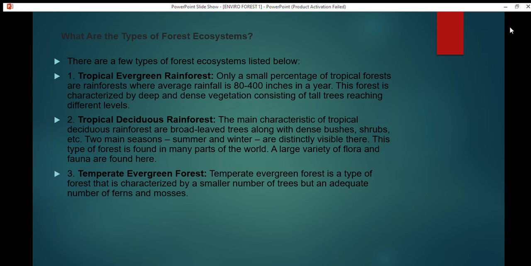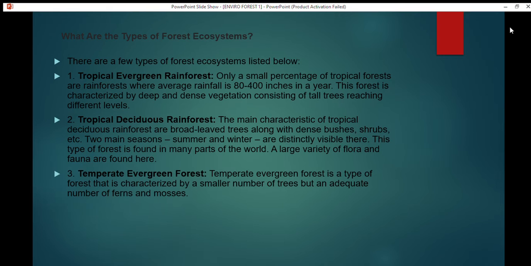Now we have the tropical deciduous rainforest. The main characteristics of a tropical deciduous rainforest are broad-leaved trees, along with dense bushes, shrubs, etc. The main seasons, summer and winter, are distinctly visible there. This type of forest is found in many parts of the world. A large variety of flora and fauna are found here.